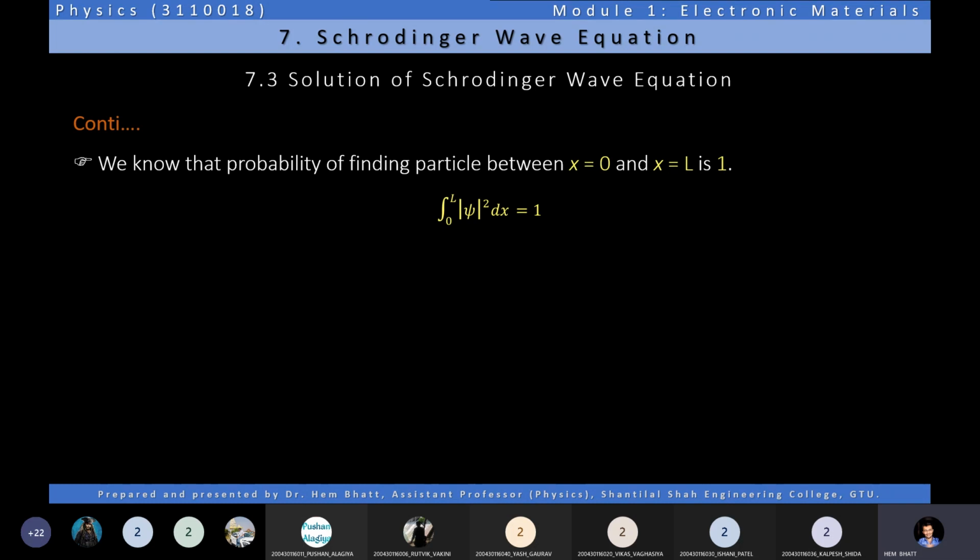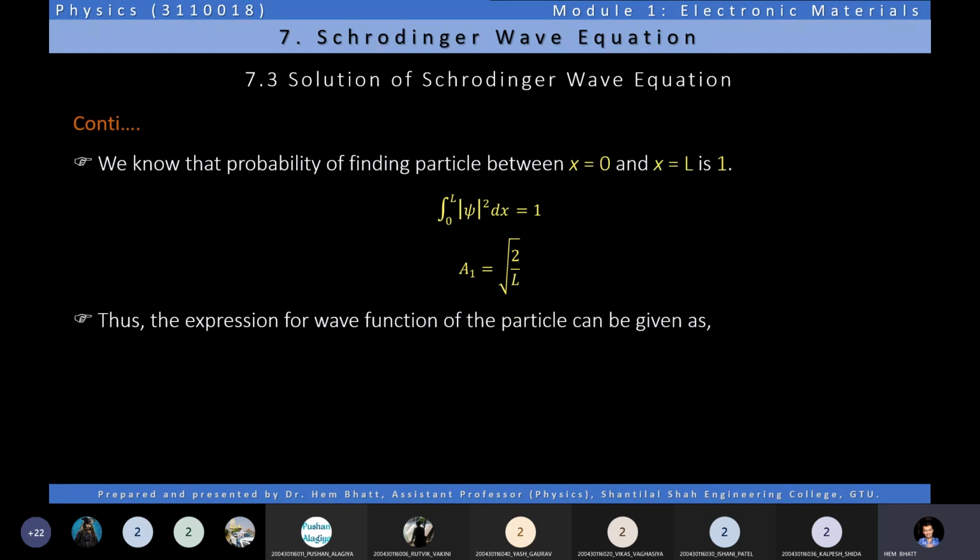And then if you simplify it, the a1 value will come out to be root 2 by L. And then we can say that our wave function can be given as psi is equal to root 2 by L sin kx. So this is the solution of this Schrodinger wave equation which we have derived earlier. Okay, take a screenshot.